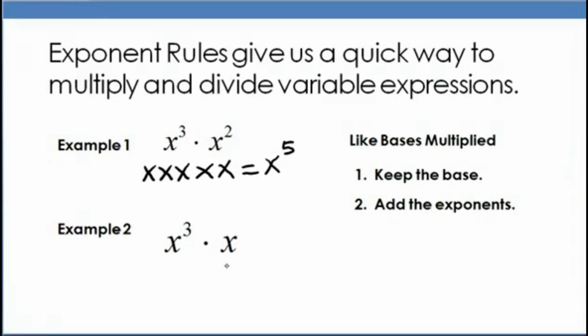X cubed times x. If we write out what it means, x cubed is x times x times x, and then we have another x all multiplied. So if we go to exponential form here, we have one base, which is x, so we keep the base, and we have 4 copies of the x, so our exponent is a 4. So when you're adding the exponents, if you don't see an exponent, remember to add a 1. So we have to do 3 plus 1 to get 4.